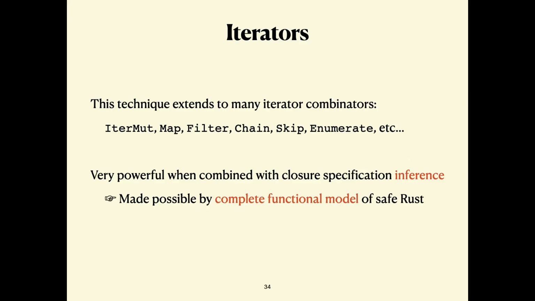Filter, chain, skip, enumerate, take, drop, take. All these kinds of iterators can be specified in the same way. The produces relation just describes what each individual iterator does. And when you combine all these produces relations, we have some additional side conditions that we impose on them that allow us to reason that their combination is itself a valid iterator with a valid production relation.